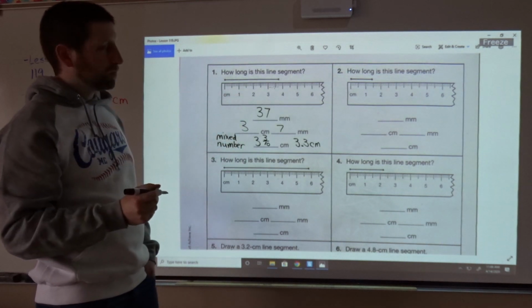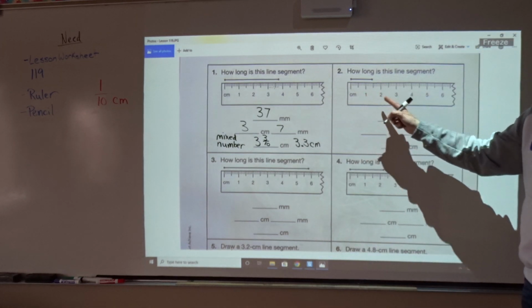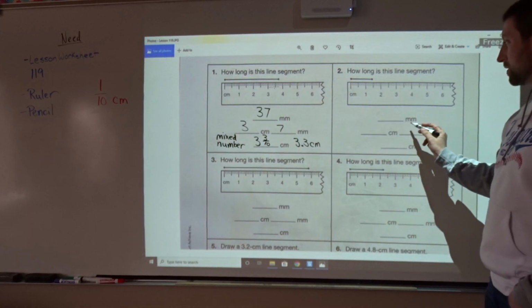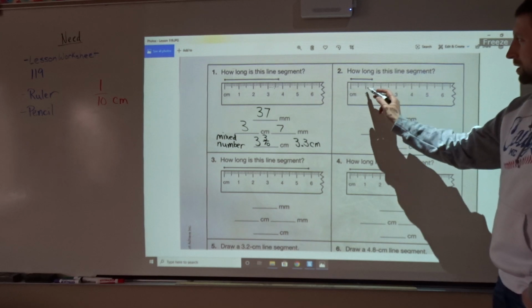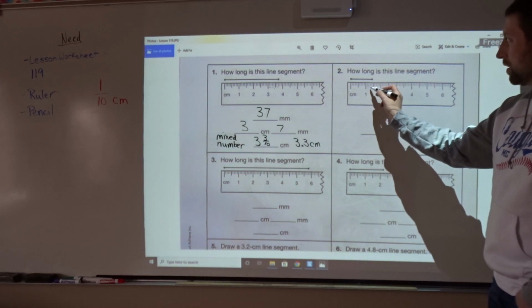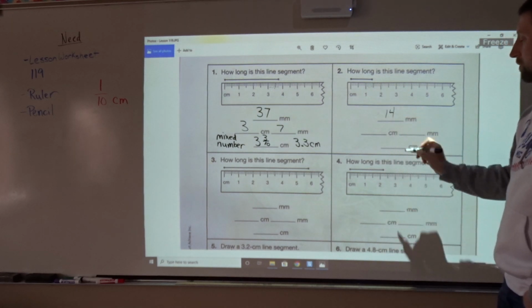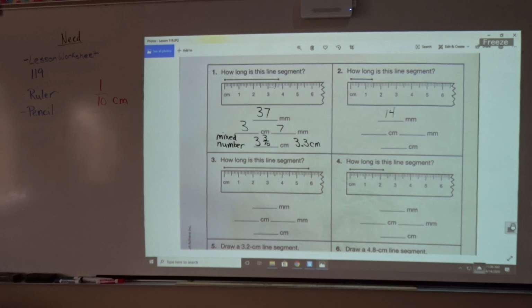Let's go to number 2. Number 2 is between 1 and 2 centimeters. So first let's measure it in millimeters. Well, that'd be 10, 11, 12, 13, 14. So we would say that is 14 millimeters.